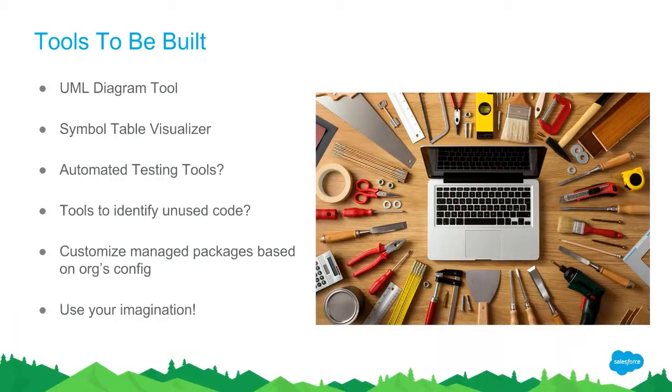Automated testing tools, like I mentioned, if you can dynamically generate objects and fields, you can potentially create a dynamic test class. Like I mentioned also, tools to identify unused code. Customize your managed packages based on an org's configuration, so you can check to see, does an org have person accounts enabled? Maybe you want to execute some extra code or create an extra trigger. Does an org that you're installing your package in have multi-currency enabled? Maybe you want to do some extra stuff there. And ultimately use your imagination to take the tooling API as far as you want it to go.